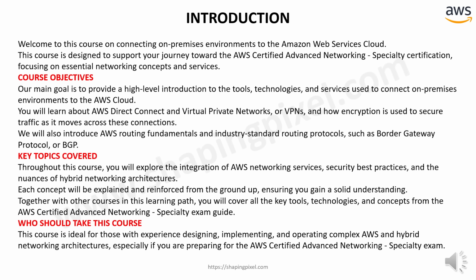Key topics covered. Throughout this course, you will explore the integration of AWS networking services, security best practices, and the nuances of hybrid networking architectures. Each concept will be explained and reinforced from the ground up, ensuring you gain a solid understanding. Together with other courses in this learning path, you will cover all the key tools, technologies, and concepts from the AWS Certified Advanced Networking Specialty Exam Guide.